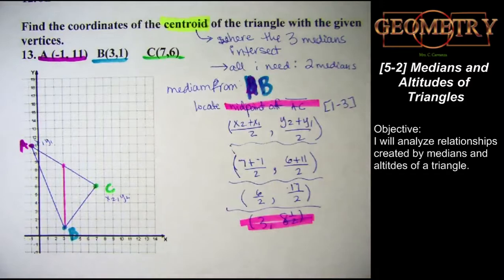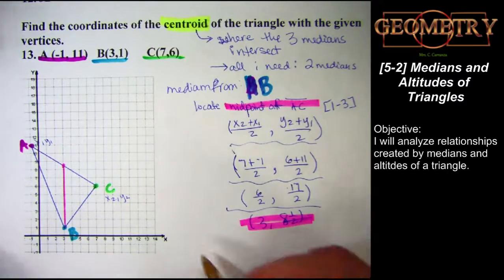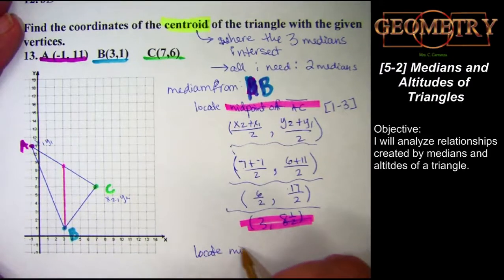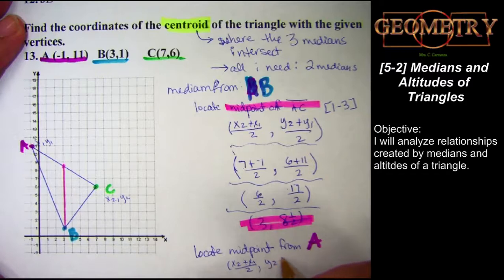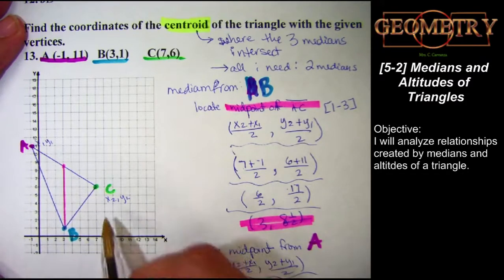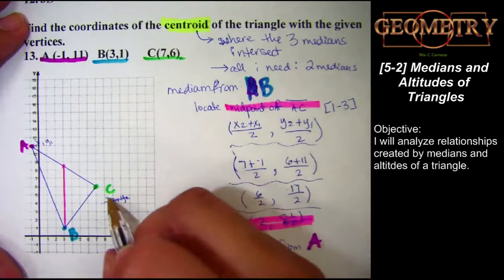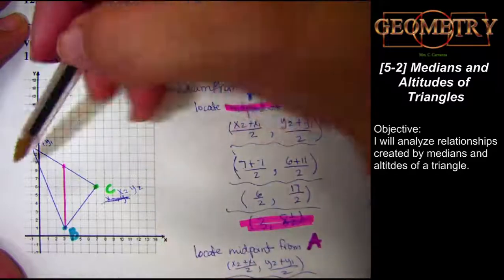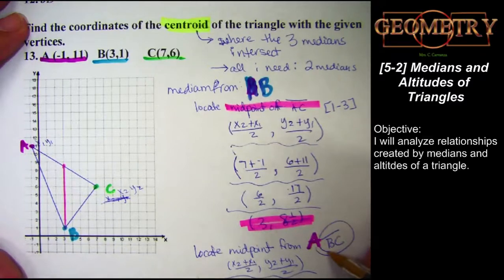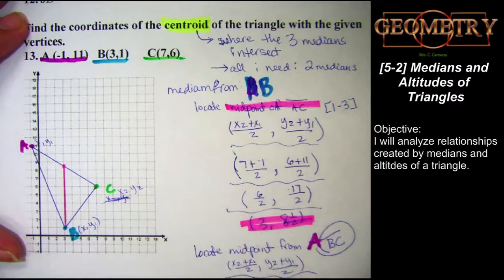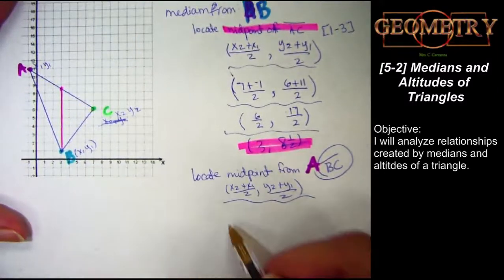I only have to do this one more time. Which vertex do you want me to find the midpoint from? From where? A? Okay. From A. We're going to do the exact same thing. x2 plus x1 divided by 2. y2 plus y1 divided by 2. Oh, I am dealing with C, aren't I? Because here's A, which means I want the midpoint of BC. So I'm going to relabel B as x1, y1, and I'm going to leave C as x2, y2. All right, here we go.